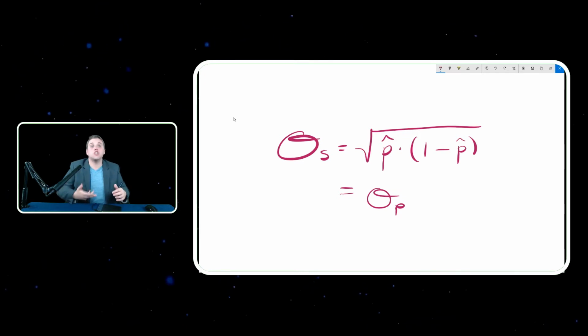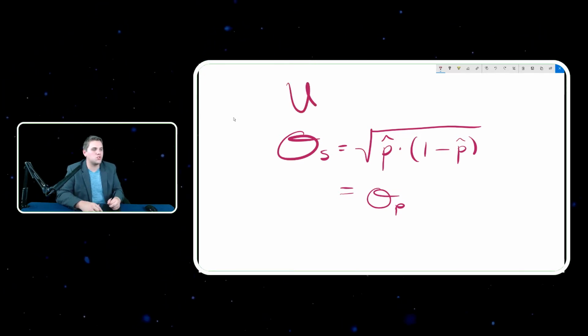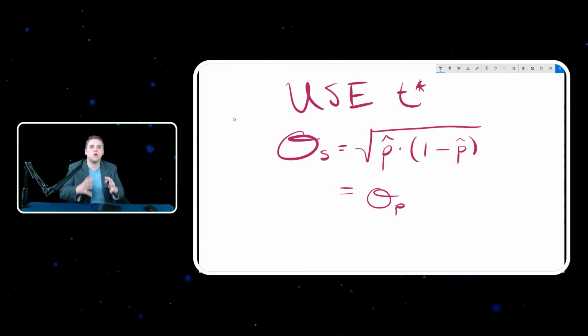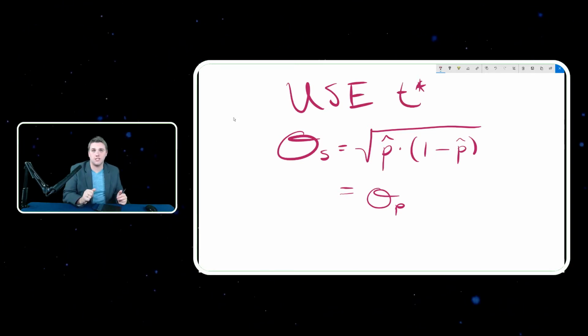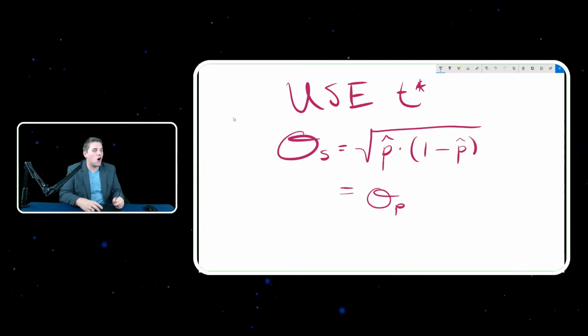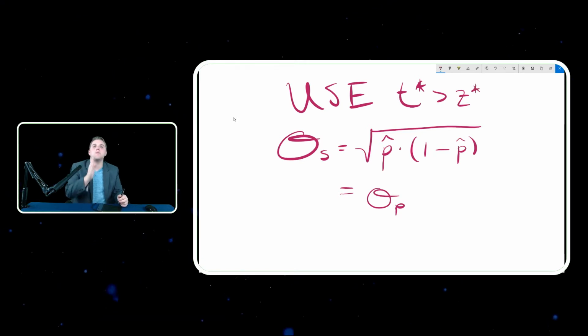And by doing so, you have to use T star. T star is always what you use if you calculate the sample standard deviation. If you ever calculate the standard deviation, then you have to use T star. T star is always greater than Z star. Always, always, always, because you need to be penalized for not sampling enough people.